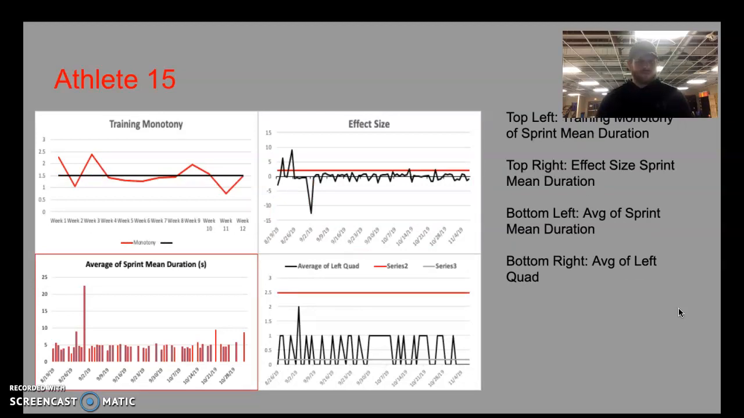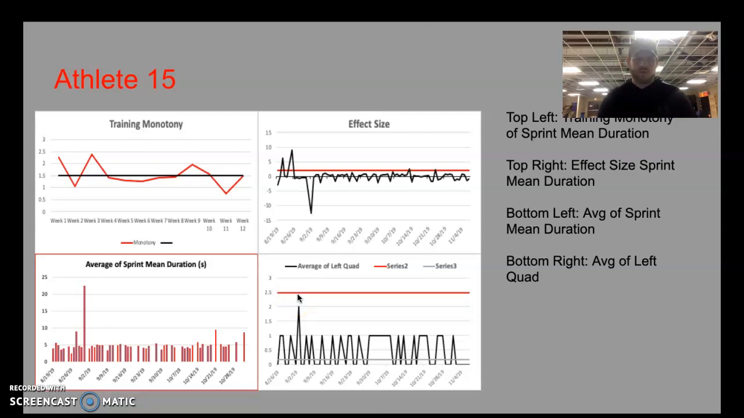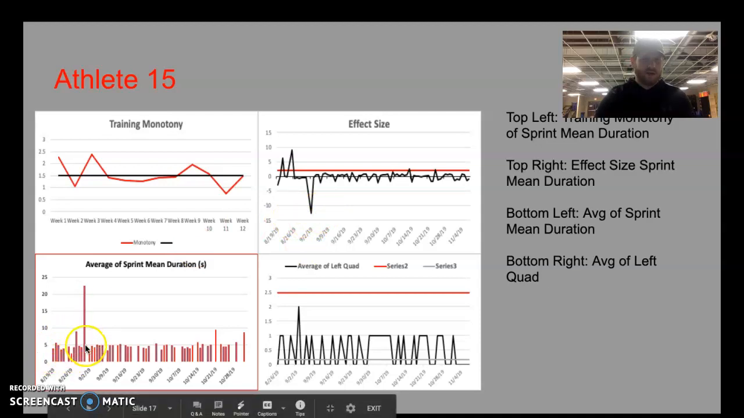Athlete 15, excuse me, they have a high training monotony week 1, which is not much. But then at like week 2 to 3, they do a lot more training, and we can see that from the spike, but then it goes back to normal. We can also see that their left quad, this is the only one where the left quad is actually reaching almost to the upper limits, and the effect size shows that there's not a lot of change right here or right here, but it's this right here. This just leads me to believe this athlete may have been hurt.